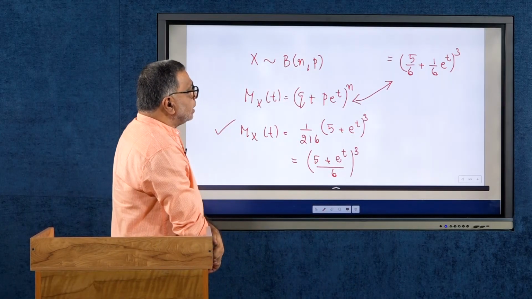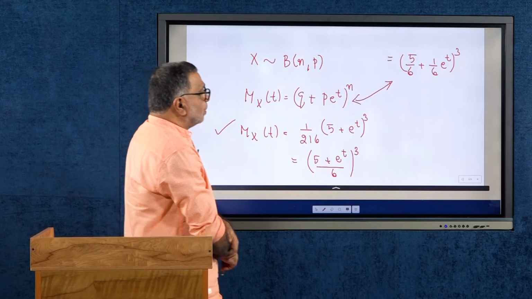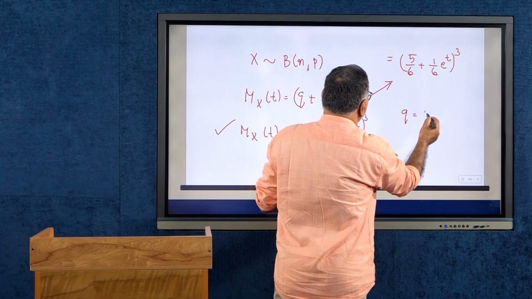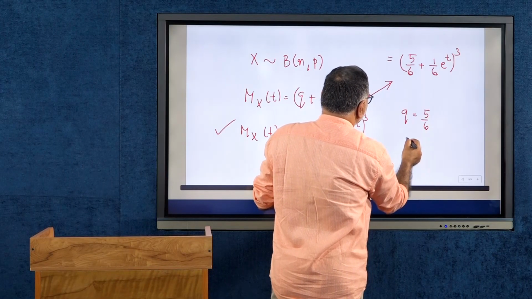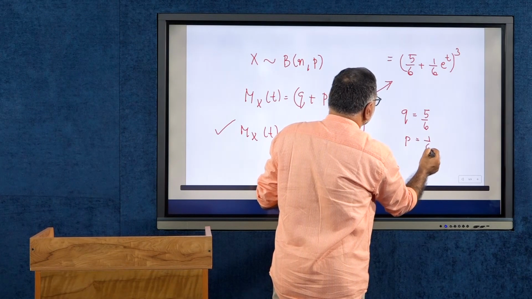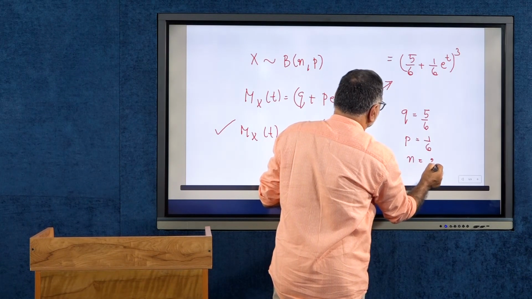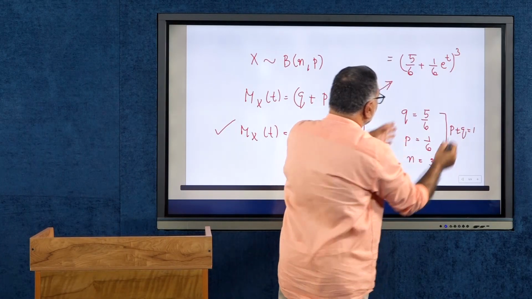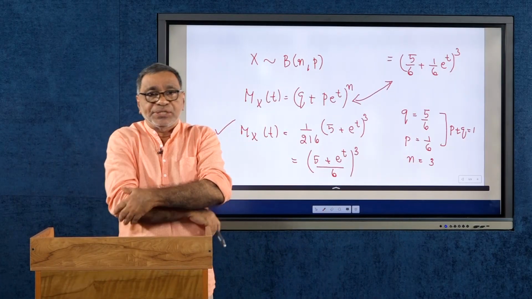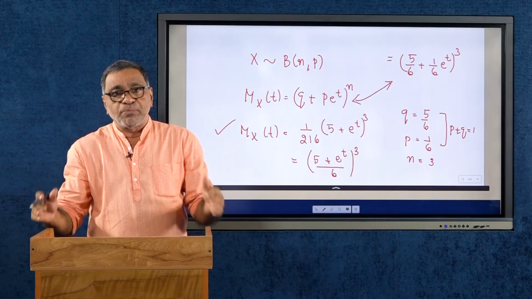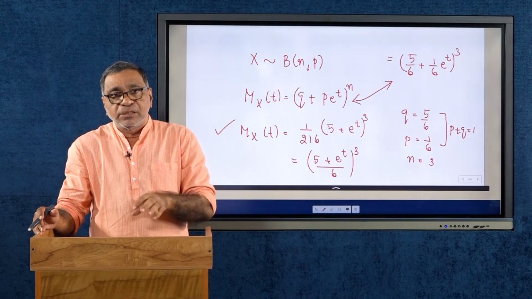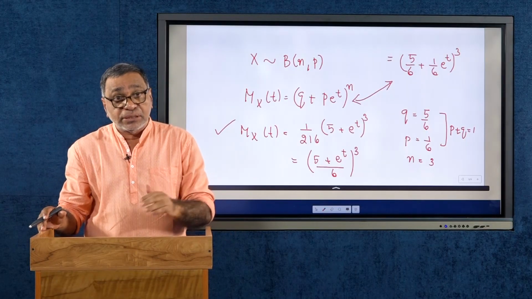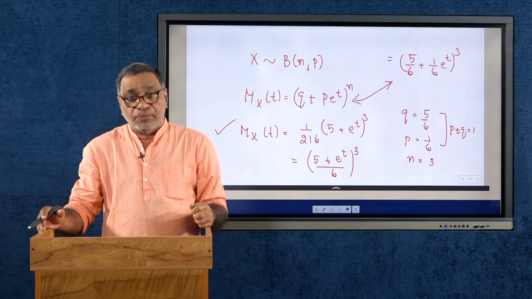Just look, it is of the form (q + p e^t)^n, where comparing these two functions, we can see q is equal to 5/6, p is equal to 1/6 and n is equal to 3. And remember, p + q is equal to 1, only then is it satisfied. So M_X(t), that is (5/6 + 1/6 e^t)^3, is similar to (q + p e^t)^n, which is the moment generating function of the binomial random variable.